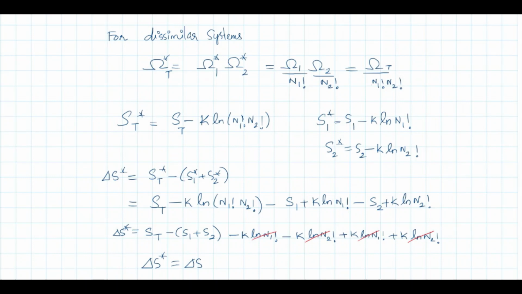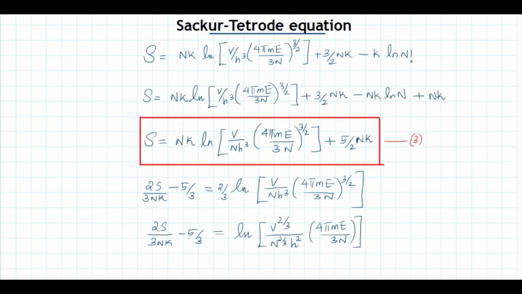Okay, so what is our remedy? That new equation for entropy is called the Sackur-Tetrode relation, and it is obtained from the old one by subtracting a k log n factorial. This is your old equation: nk log of v by h cubed, 4 pi m e by 3n, whole raised to 3 by 2, plus 3 by 2 nk. Subtract a k log n factorial.